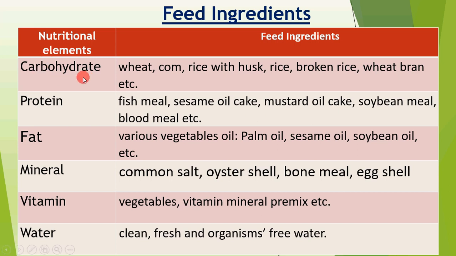Like here is the carbohydrate. The sources of carbohydrate are wheat, corn, rice husk, rice, broken rice, and wheat bran. Then protein sources: fish meal, oil cake, mustard oil cake, soybean meal. Fat sources: various vegetable oils, that means palm oil, sesame oil, oil substances. Minerals: common salt, oyster shell, bone meal, egg shell. Vitamins come from vegetables, and water comes from fresh, pure water. So you have to memorize this very attentively, otherwise you will miss the MCQ from here.